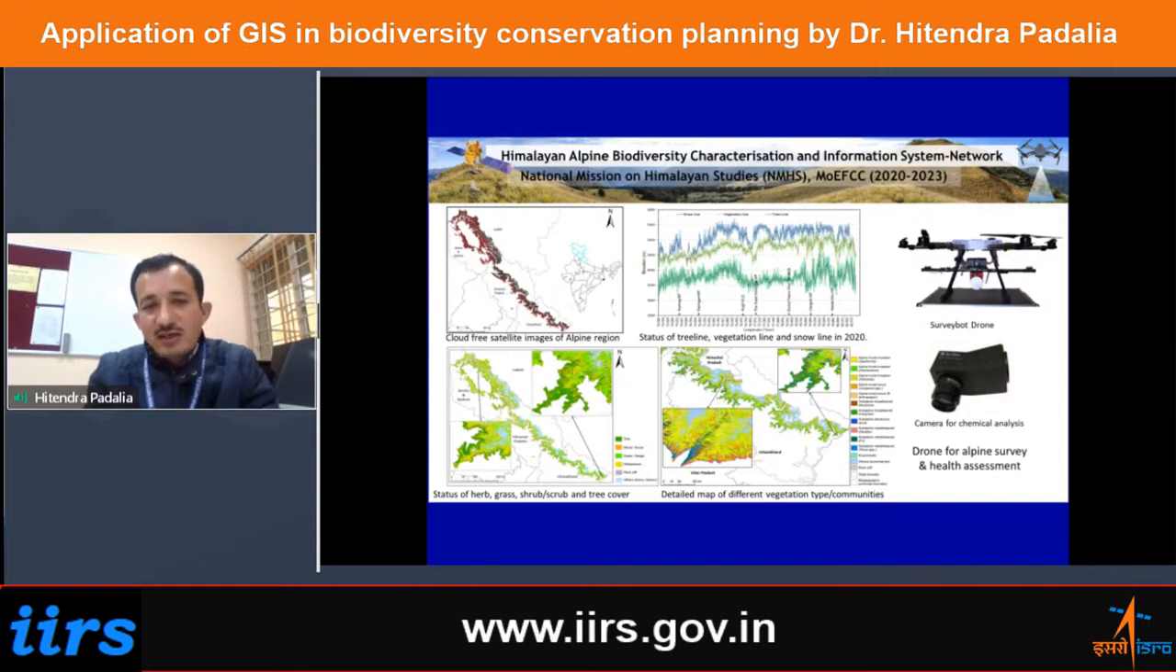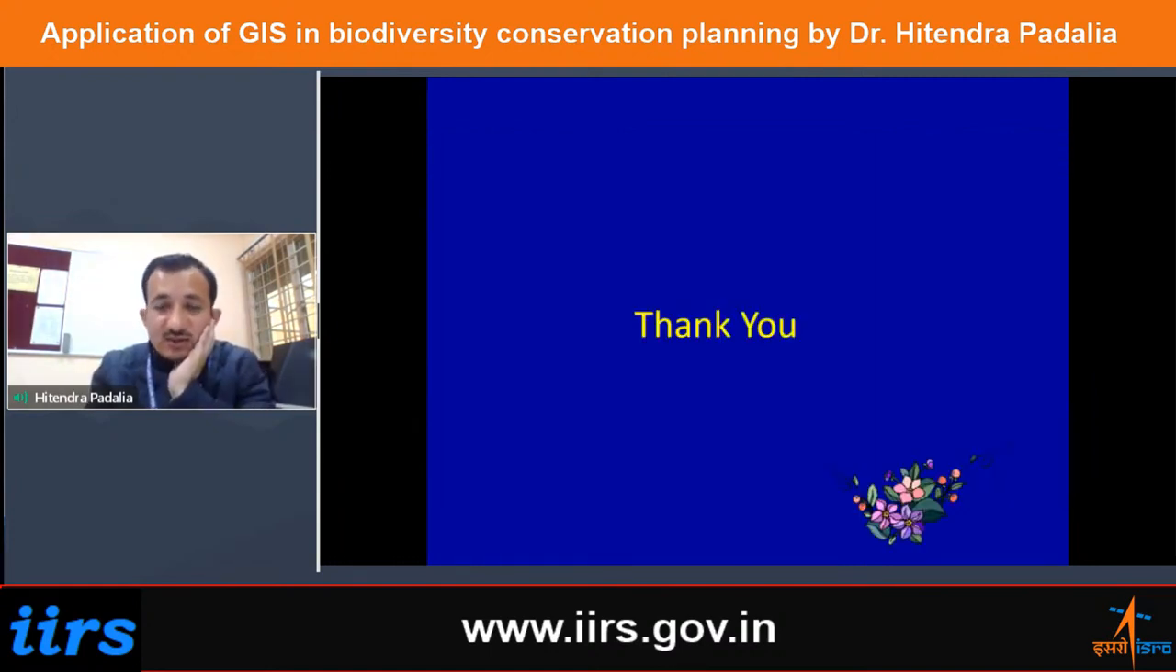But a UAV can really facilitate this in a very systematic manner. It can help in analyzing those slopes. So an attempt is going on to see how this new technology can help in generating fine scale biodiversity data. So with this, I have come to the end of my presentation.